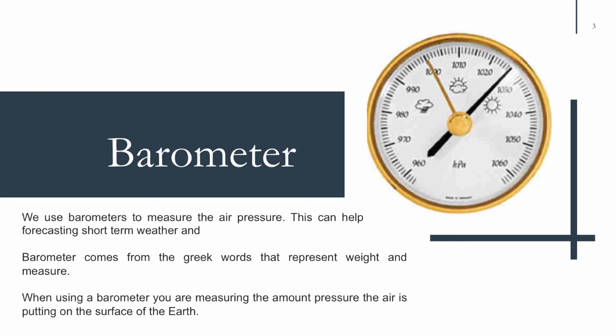A barometer is a device that measures air pressure. This can be really helpful in forecasting short-term weather. A barometer comes from the Greek words that represent weight and measure. That makes sense with air pressure because we're looking at how much pressure the air molecules are putting on the surface of the earth, which can sometimes seem like weight. Depending on if it's a high amount of pressure or a low amount of pressure, we're going to get different types of weather. So barometers can be very helpful in telling us what kind of weather we can expect based on the air pressure outside.